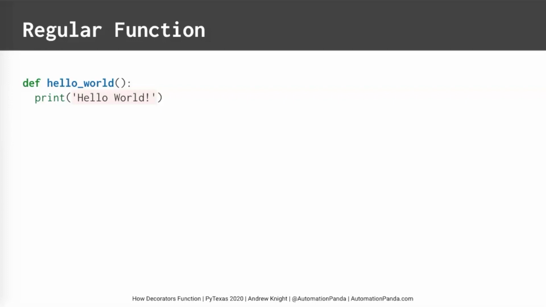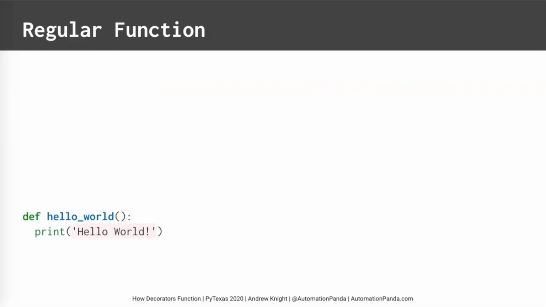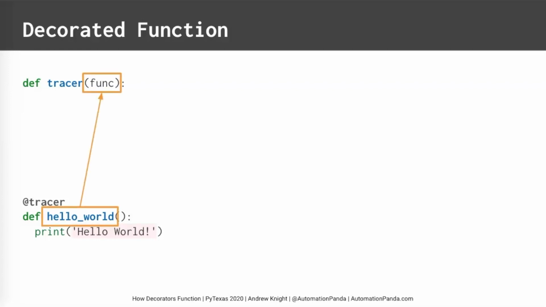So, here's a regular old hello world function. When we run it, it prints hello world. Nothing fancy here. Now, let's take that function and bam, add a decorator to it. Using this @, we just added a decorator named tracer to hello world. So, what is this decorator? Tracer is just another function, but it's special because it takes in another function as an argument. Since tracer decorates hello world, the hello world function is passed into tracer as an argument.